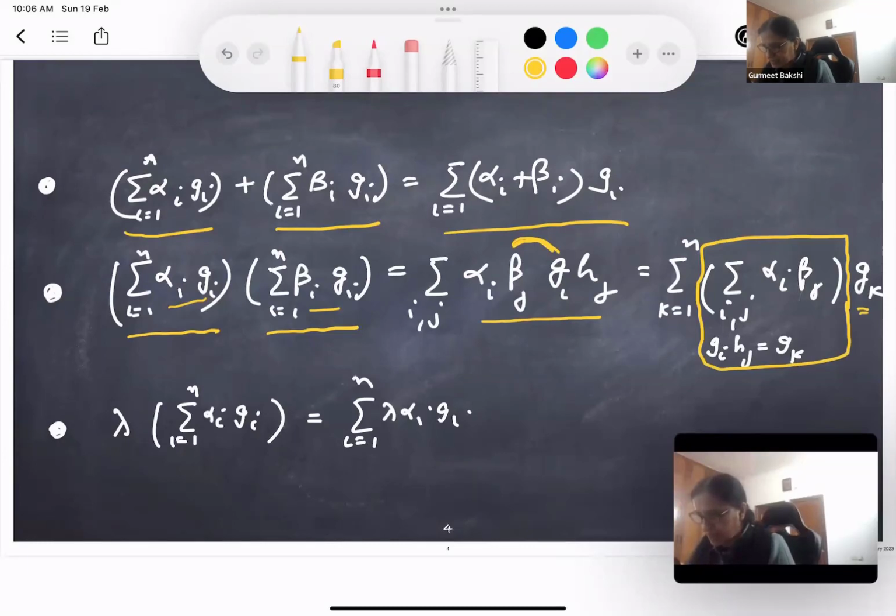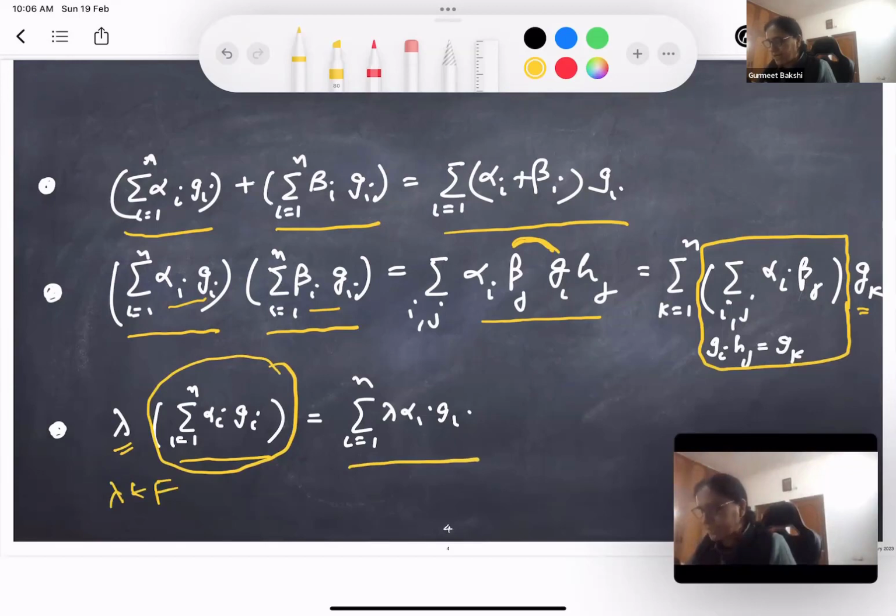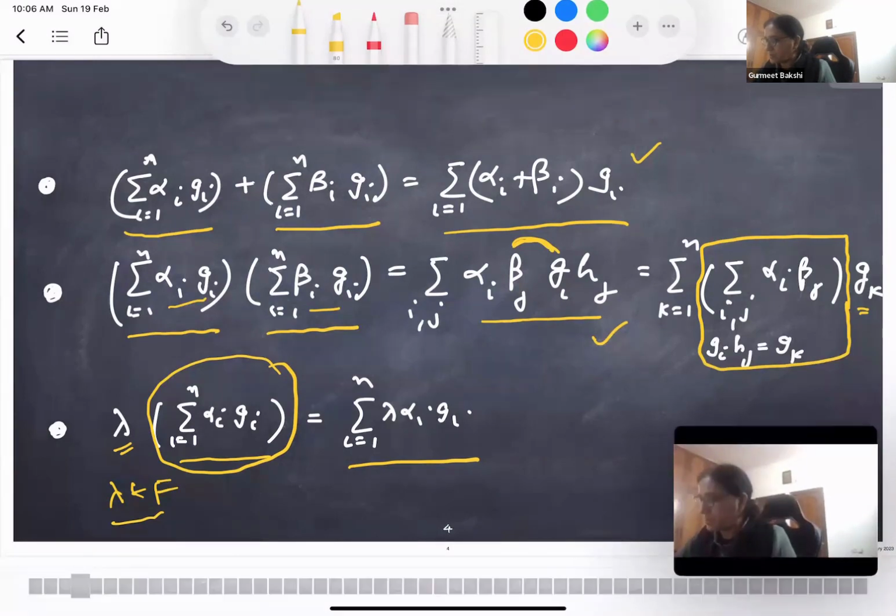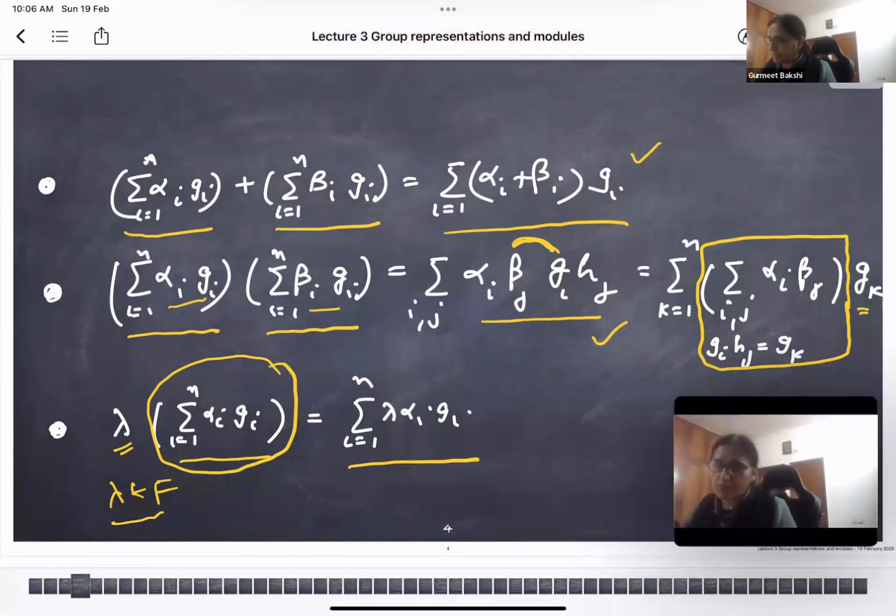And how is the scalar multiplication defined? This is an element of FG. And how do you multiply it with a scalar lambda? Lambda is from F, in the obvious manner. And so with this addition, multiplication, and multiplication by elements of F, you can check that FG is a ring, FG is a vector space over F, and this becomes an algebra over F. So this is called the group algebra of G over F.